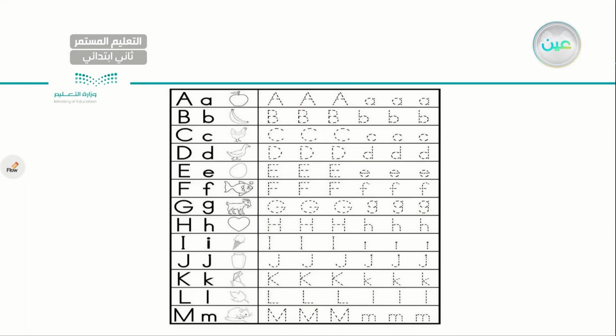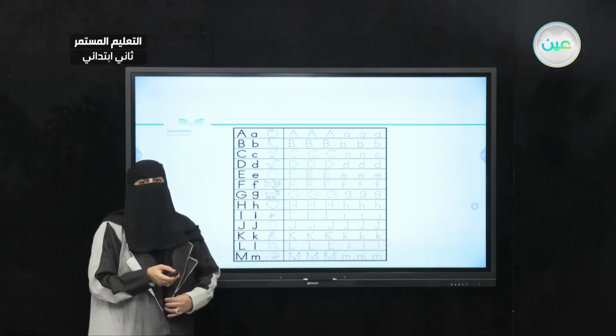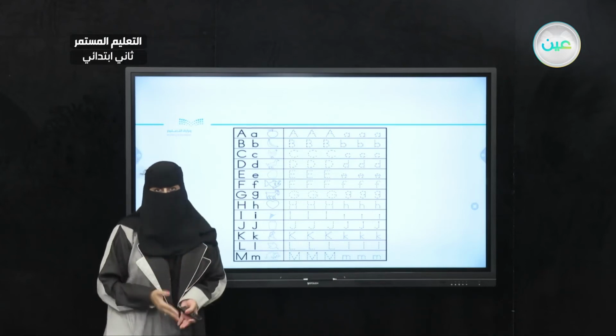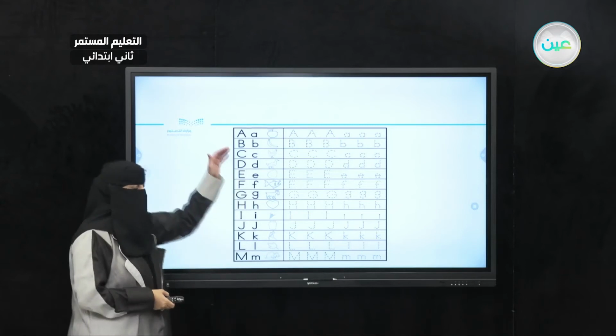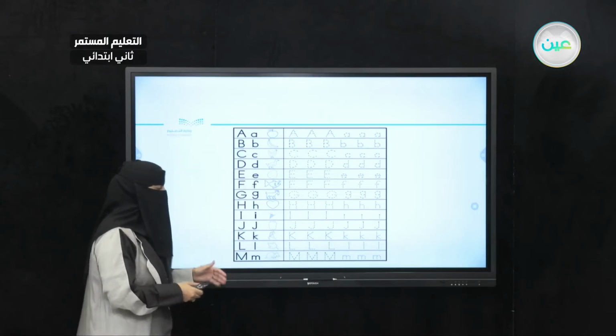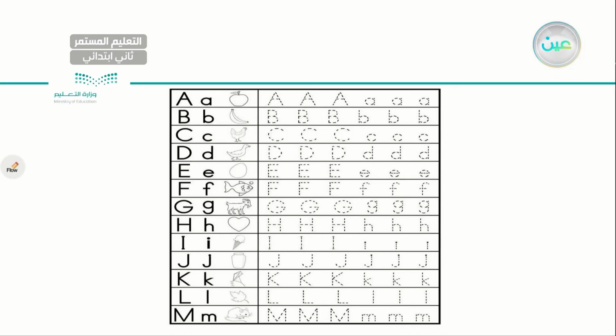Now, I highly recommend that you go online or maybe buy a book from the bookstore that enables you to trace the capital letters and the small letters. Here, I give you all the letters that we took so far, starting from A to M, okay? The capitals and the smalls. I'll try to do some of the letters, okay? So it will be very good for you to practice handwriting.